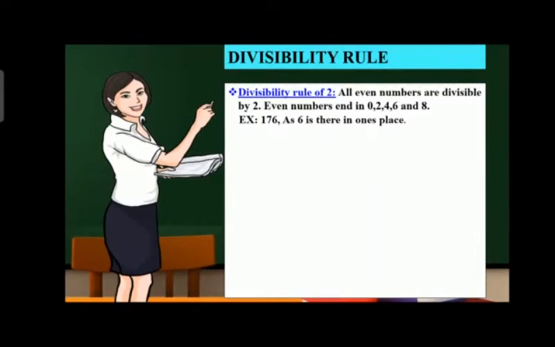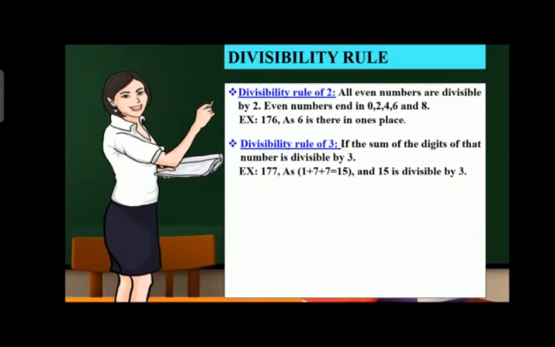Let's see the divisibility rule of 3. Divisibility rule of 3 says that if the sum of the digits of the number is divisible by 3, so that number will be divisible by 3 only. For example, 177. So first we will add all the numbers, then after getting the sum of the numbers, we have to check whether that number is divisible by 3 or not. So here we get 15. It means 15 is divisible by 3. So 177 is also divisible by 3.